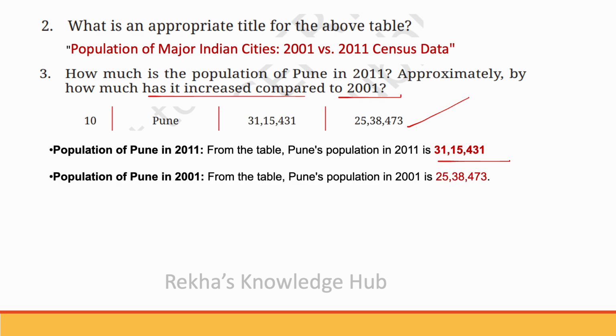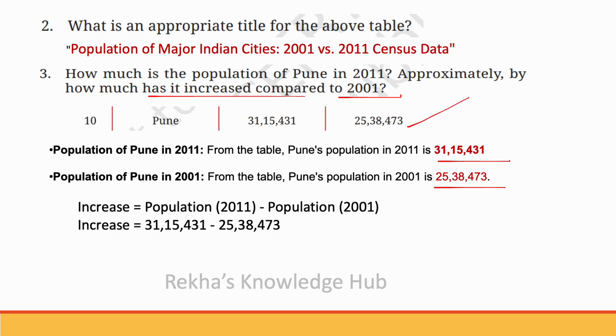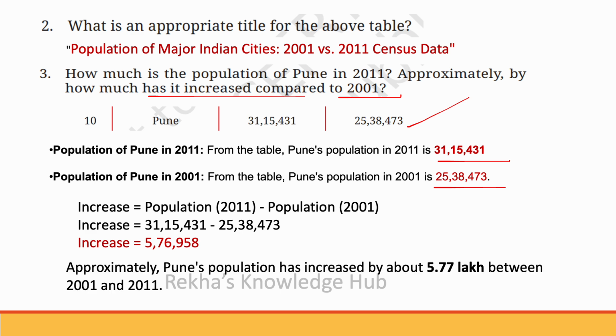So in 2001, the population is 25,38,473. So what is the difference here? 31,15,431 minus 25,38,473. This is 5,76,958. Approximately, Pune's population has increased by 5.77 lakh between 2001 and 2011.